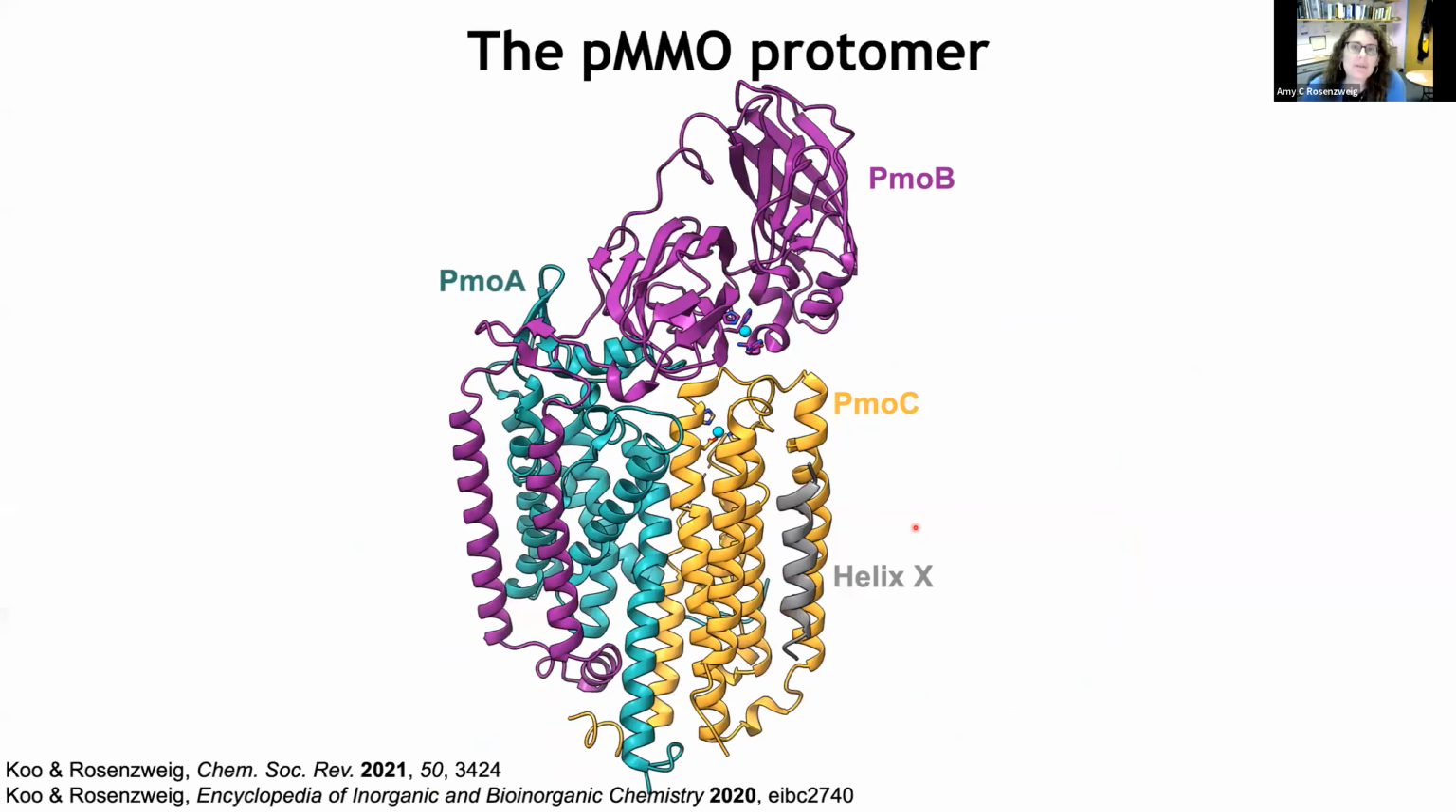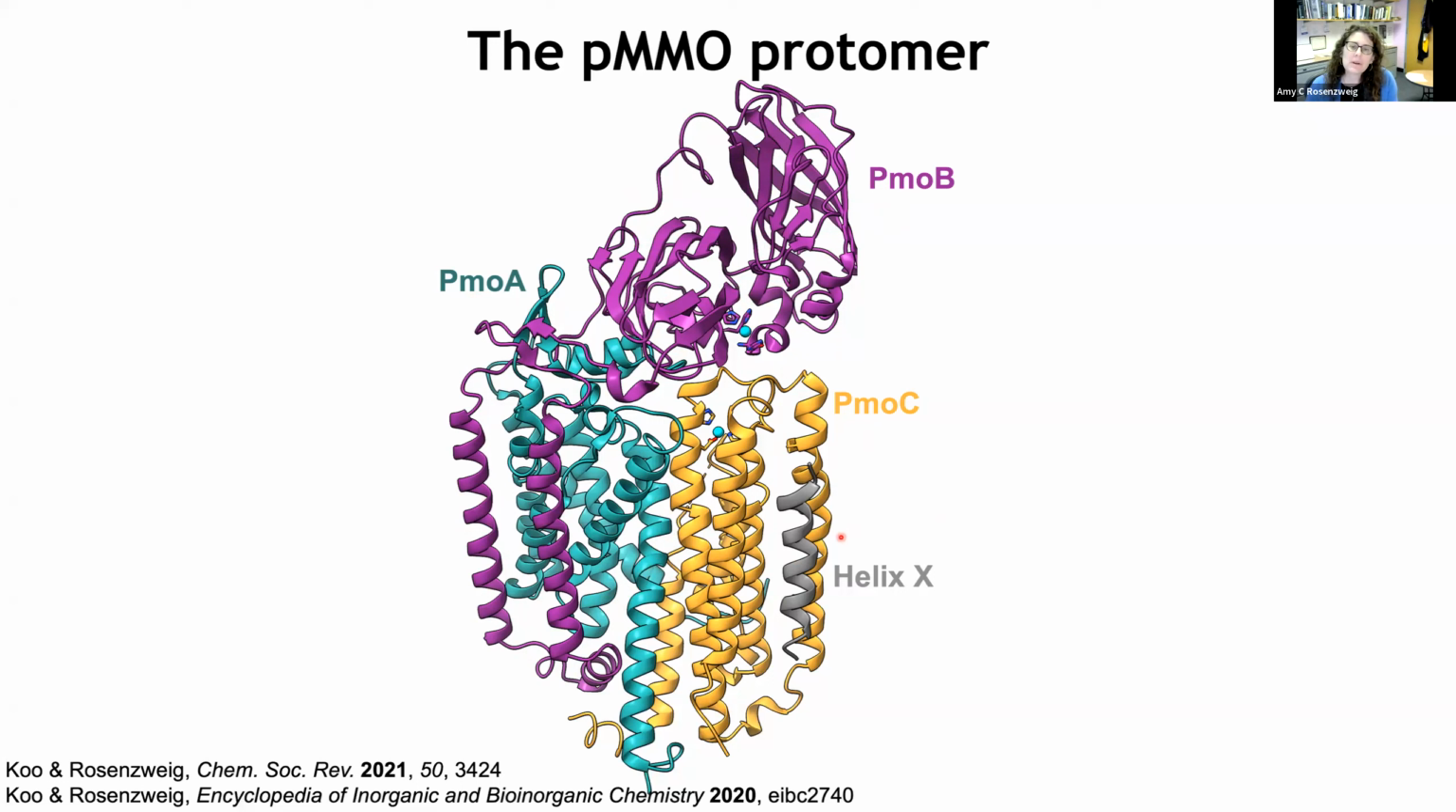Okay, so let me tell you a little bit about the overall structure of PMMO. So I mentioned it's a trimer. Each trimer is made up of 3 copies of what we call the protomer. And the protomer has 1 copy each of the PMOB, PMOA, and PMOC subunits. PMOB consists of 2 periplasmic cupredoxin-like domains and 2 transmembrane helices. PMOA is made up of transmembrane alpha helices, as is PMOC.